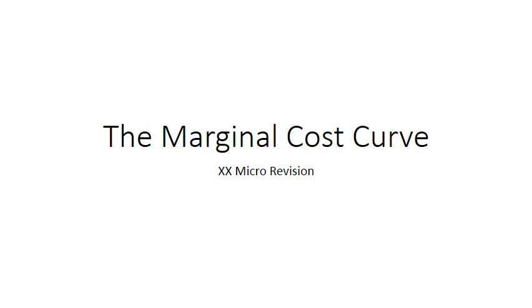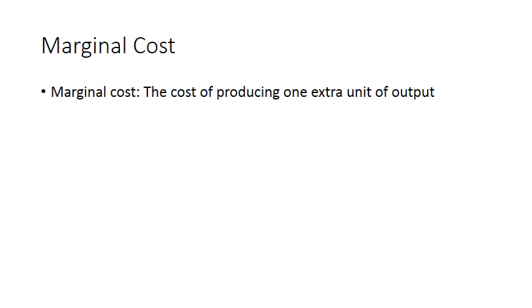This is a revision presentation on the shape of the marginal cost curve. Start with the definition for marginal cost. We define marginal cost as being the cost of producing just one extra unit of output. So we're only considering here the additional cost added on by the extra production.